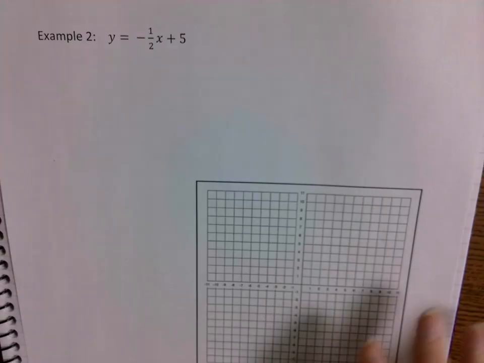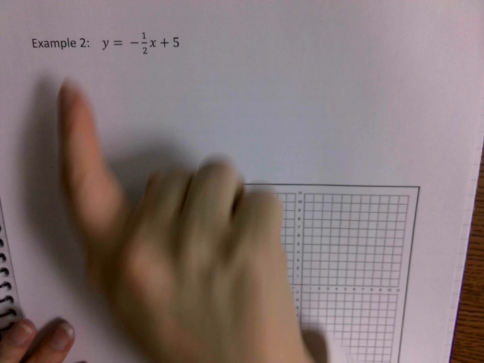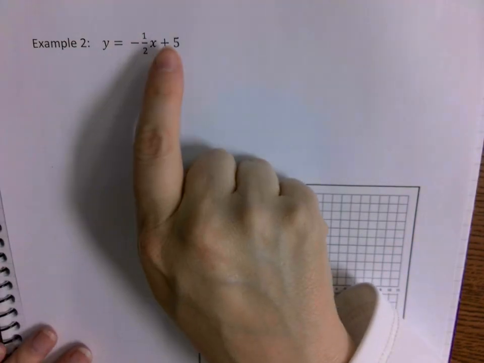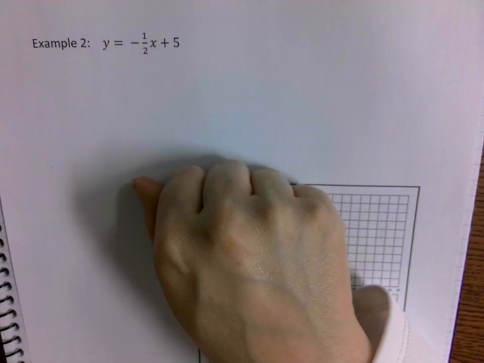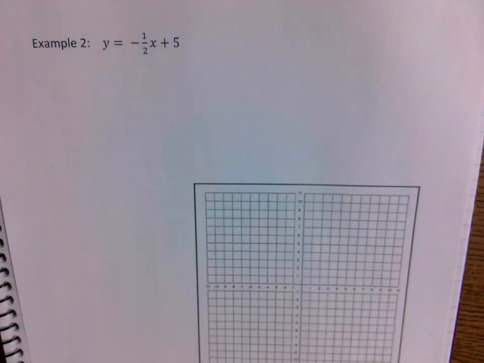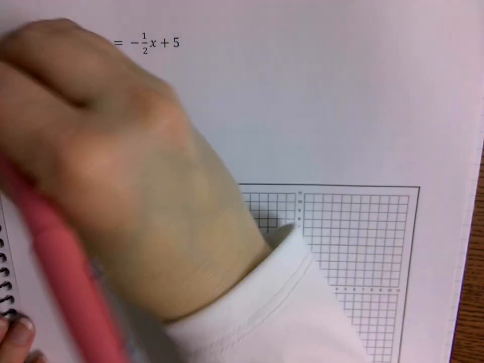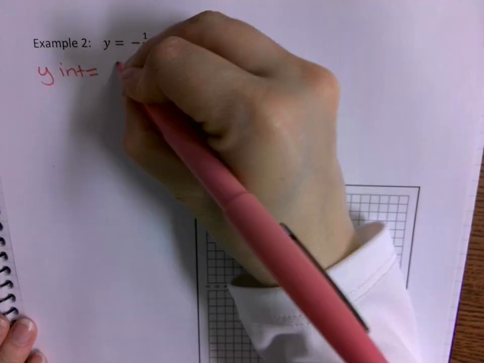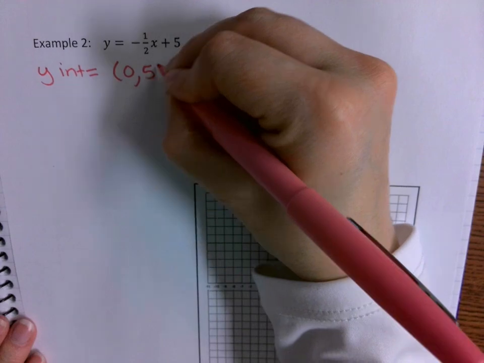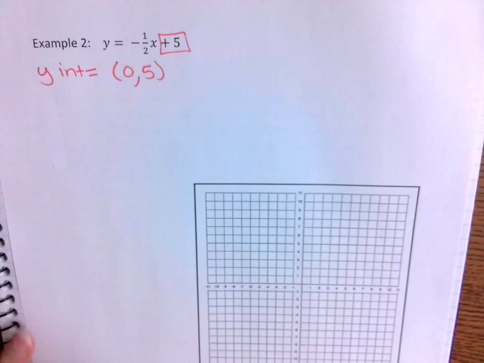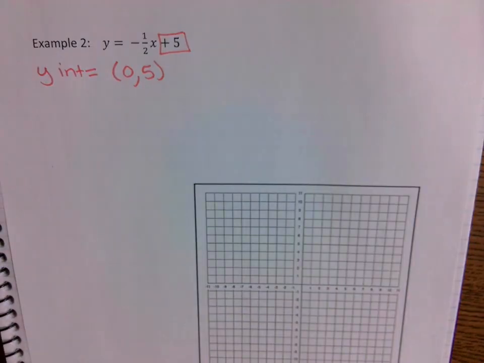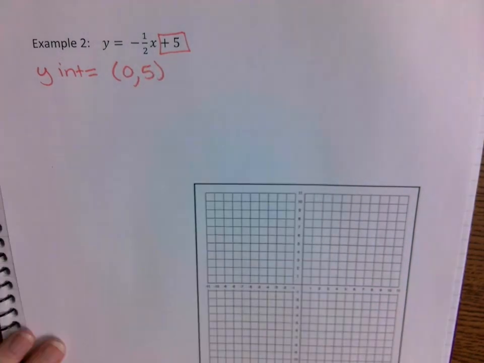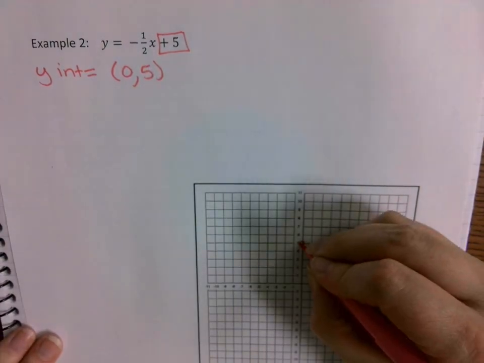For example number 2, we've got y is equal to negative 1/2 x plus 5. Elisa, what is the y-intercept going to equal? 5. Correct. So remember, our y-intercept is already easily noted by whatever you are adding or subtracting as your constant in your equation when it's written in slope-intercept form. So we can go ahead and graph that at a positive 5 on the y-axis.